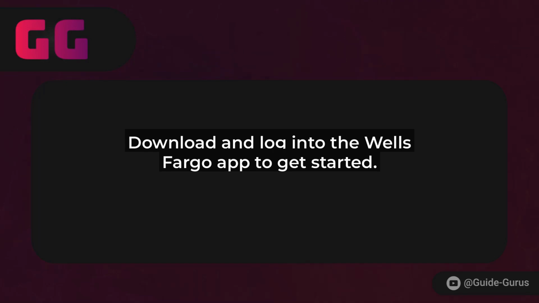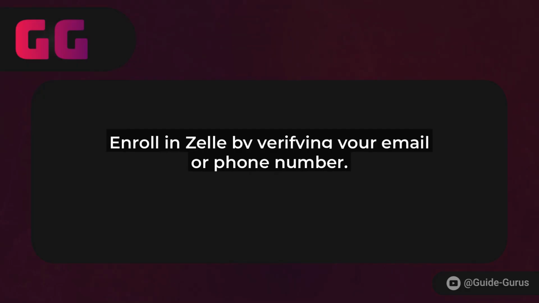To get started, make sure you have the Wells Fargo mobile app downloaded on your smartphone. Open the app and log in with your credentials. Once you're in, look for the Zelle option. It's usually under the Transfer or Payments section. If you haven't enrolled yet, you'll need to do that first. Tap on Zelle and follow the prompts to link your account. You'll be asked to verify your email or phone number, so make sure it's the one your contacts have.